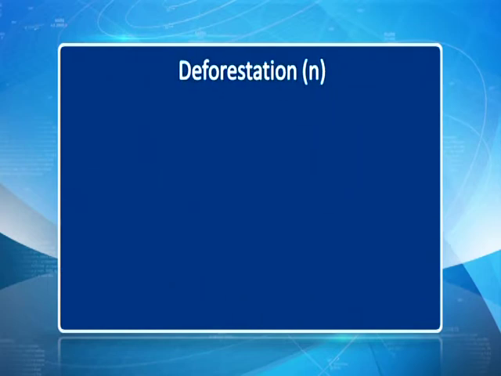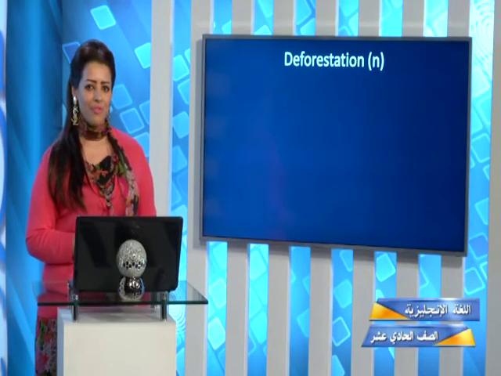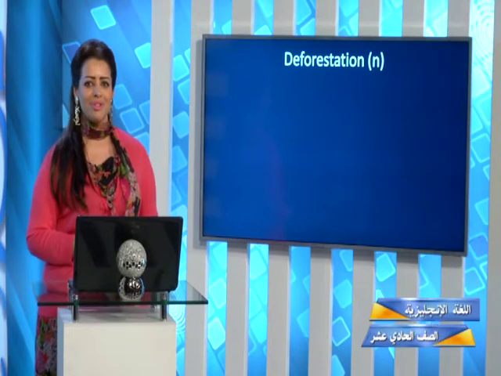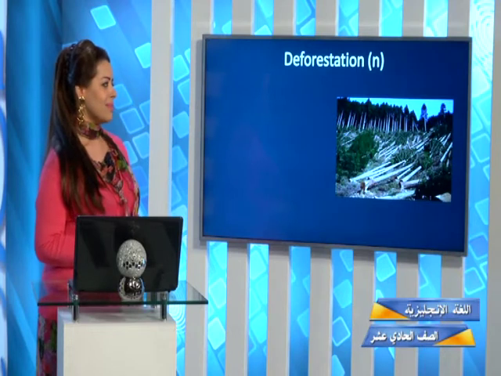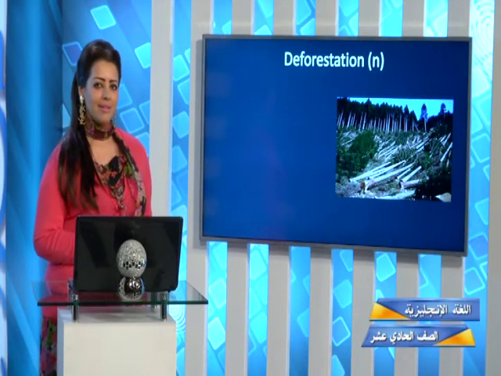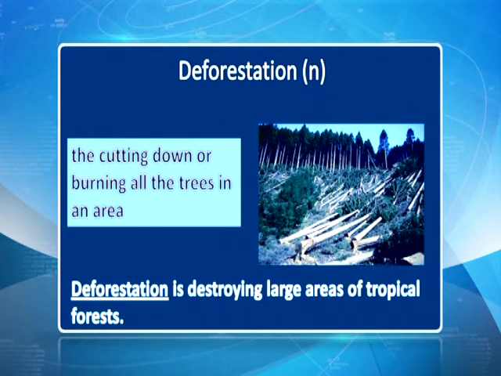Our next word is deforestation. Repeat the word with me, deforestation. It's one of our environmental problems, as we mentioned earlier. What does it mean? What do we see over here? Trees that have been what? Cut down, right? Let's read the sentence first. Deforestation is destroying large areas of tropical forests. It means the cutting down or burning all the trees in an area.